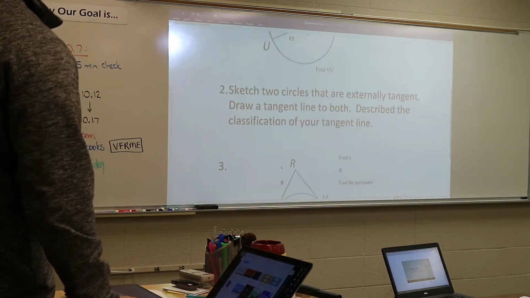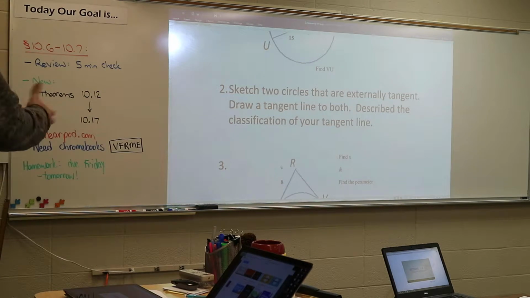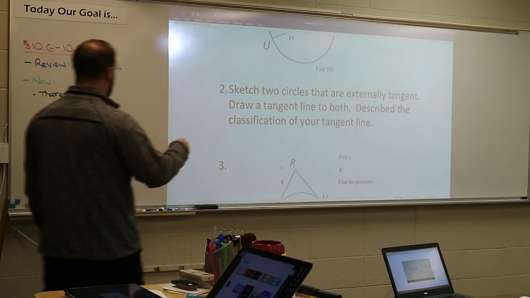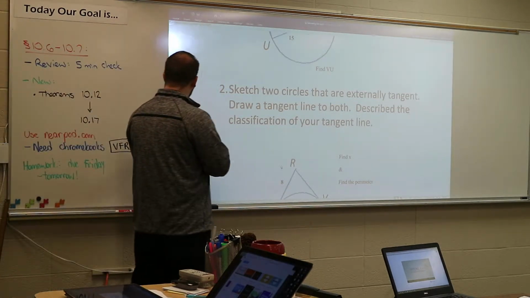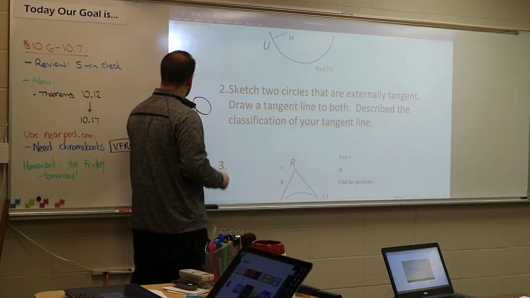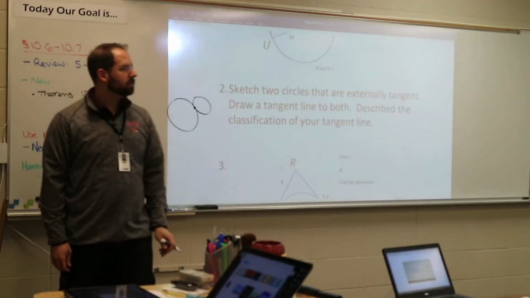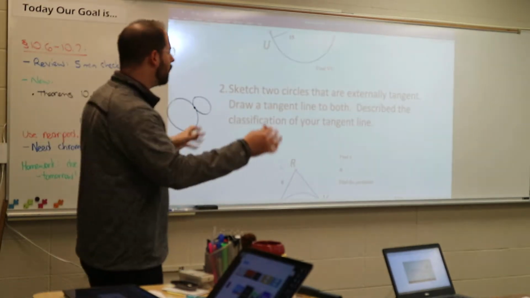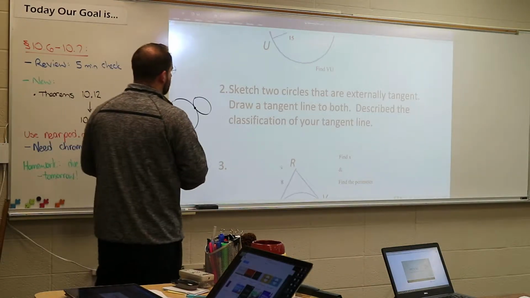All right, second question. Now this one is more open-ended. You just had to draw 2 circles that are somehow externally tangent. This is an external tangent. It's when 2 circles meet on the outsides. They're not inside of each other, they're outsides. That's to be externally tangent.